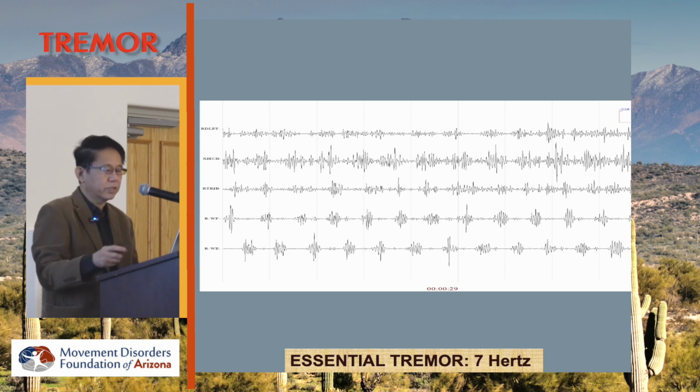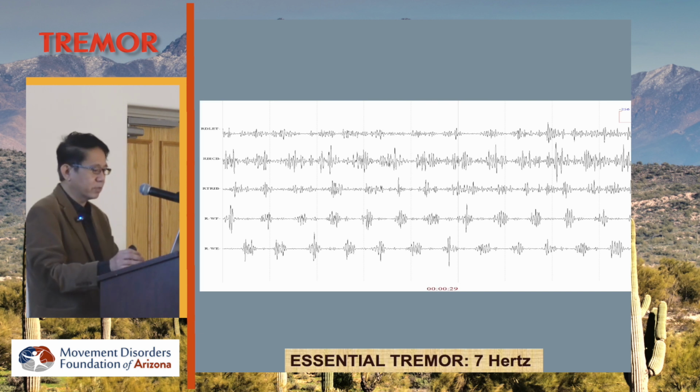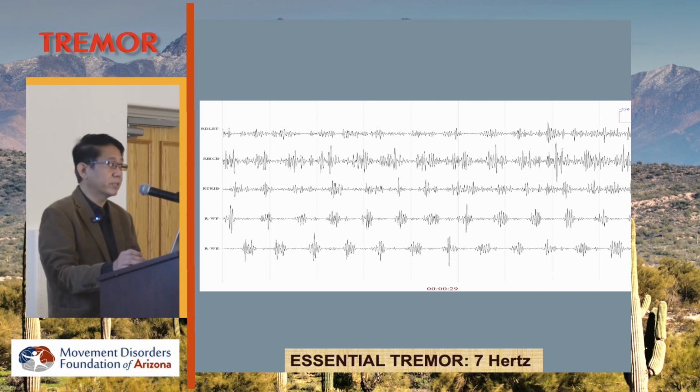And then here's the surface EMG. Again, this is a 2-second spread. If I count from here to there, there are 14 EMG bursts, and then divided in half because this is a 2-second spread, the frequency is 7 hertz. So this is within the range that we commonly see in essential tremor, which is between 4 and 12 hertz.